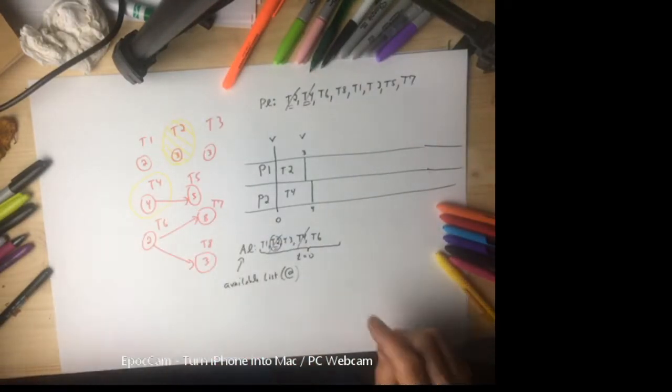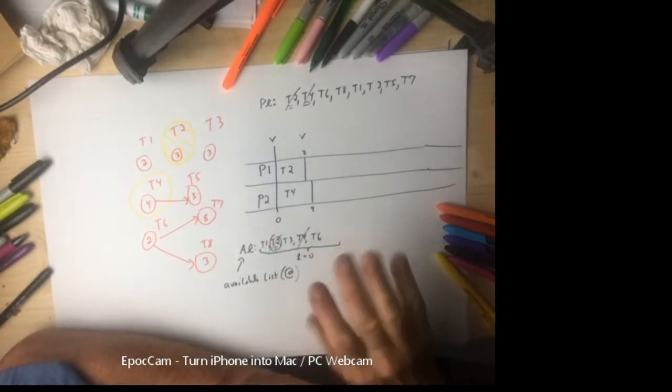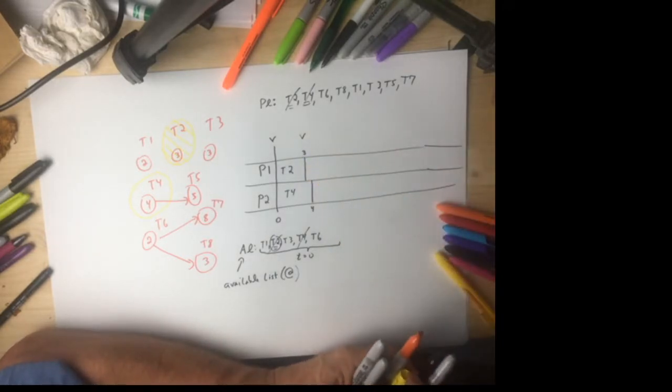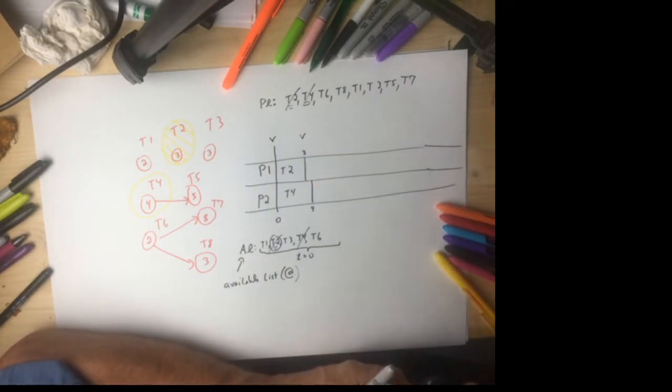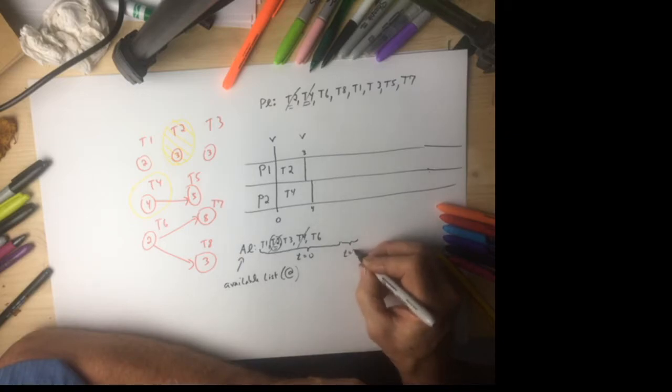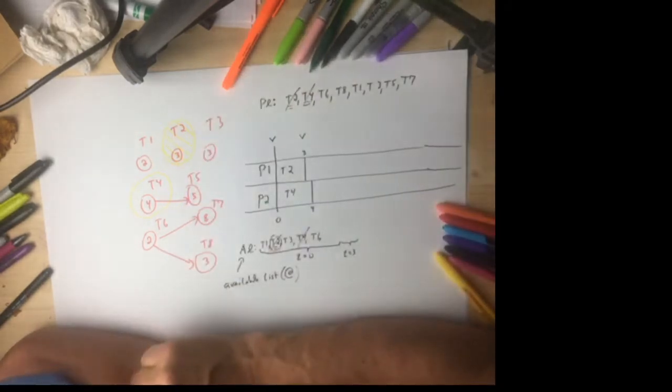Now, T4 is being worked on by person 2. So how many people do I have available right now? Right now at 3 o'clock, I have only 1 person available. But at 3 o'clock, I've got to remember to update my available list. Did any new jobs become available?